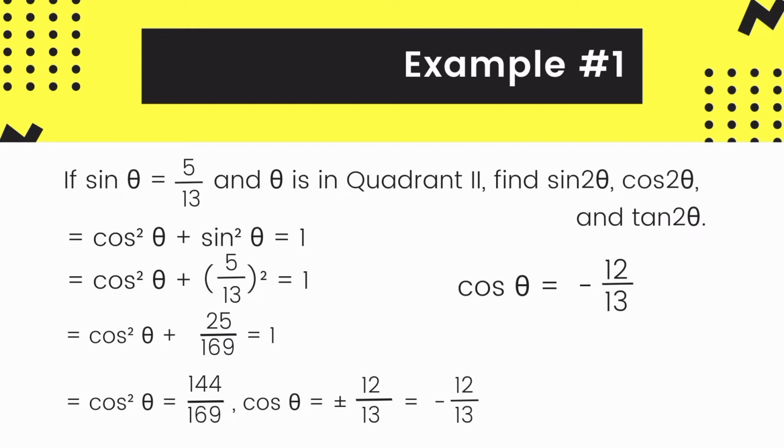Cosine theta is equal to positive or negative 12 over 13. But since our theta is in quadrant 2, it's going to be negative 12 over 13. So the value of our cosine theta is equal to negative 12 over 13.